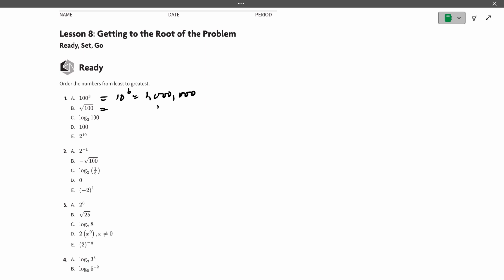Square root of 100 is 10. This is a little tricky. 100 is not a power of 2. 2 to the 7th is 64. 2 to the 8th is 128. So this is someplace between 7 and 8. And then 100 is 100, obviously. And 2 to the 10th, if you multiply it out, is 1,024, which gives me an order of C, followed by B, followed by D, followed by E, followed by A.